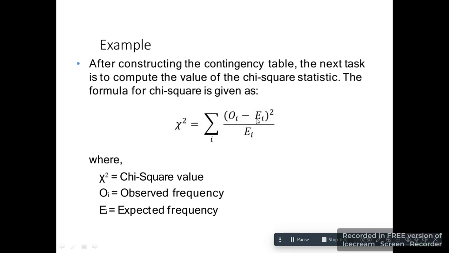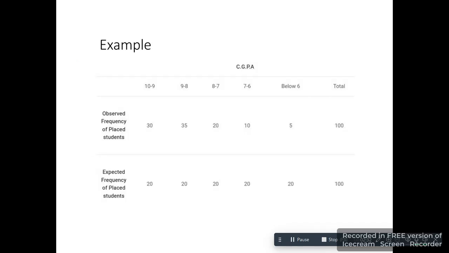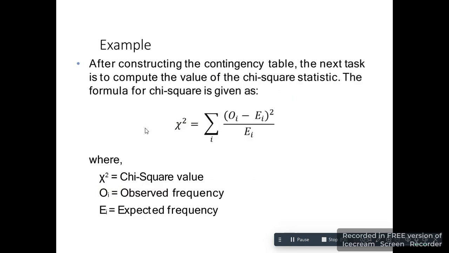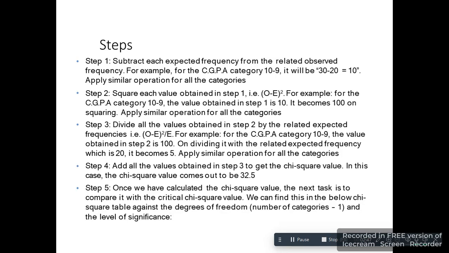What we have to do is take the observed frequency and the expected frequency in that formula. By using them you can find the chi-square value. So these are the steps for calculating the chi-square. The first step is to subtract each expected frequency from the observed frequency.